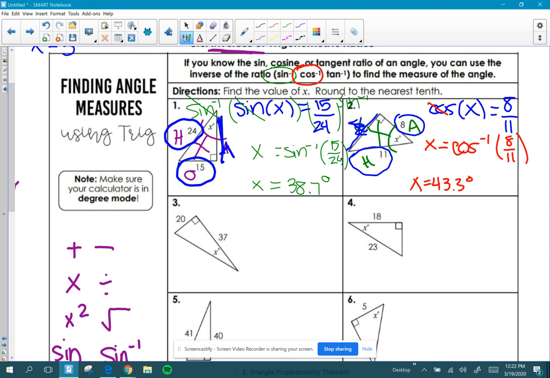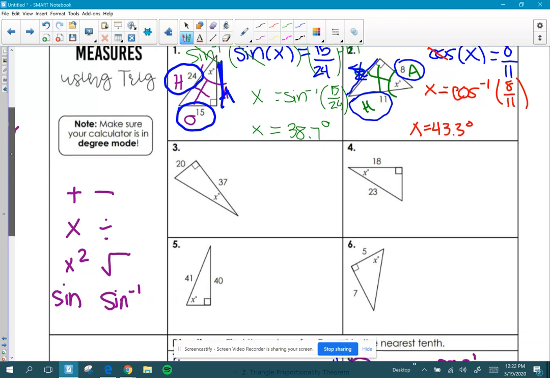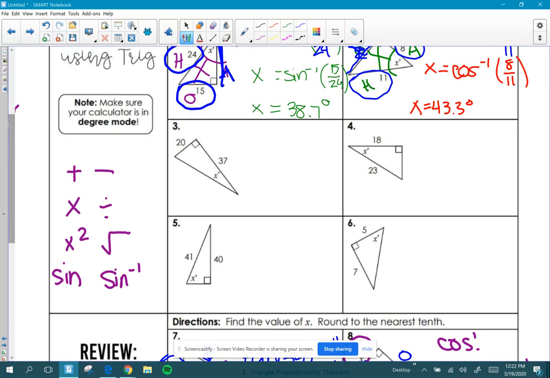This is literally the entire lesson. I'm going to do one more example with you guys, and then I want you to try 3 on your own. It will be similar to in class. I'll give you the answers. I just want to make sure that you know how to get to the answer. So let's look at 3.